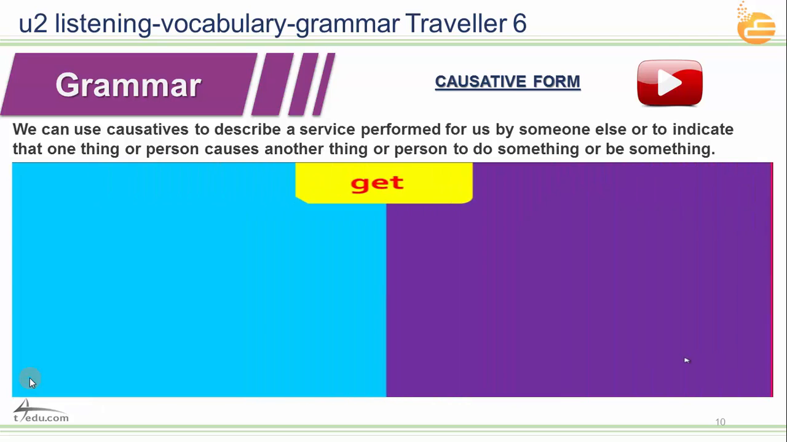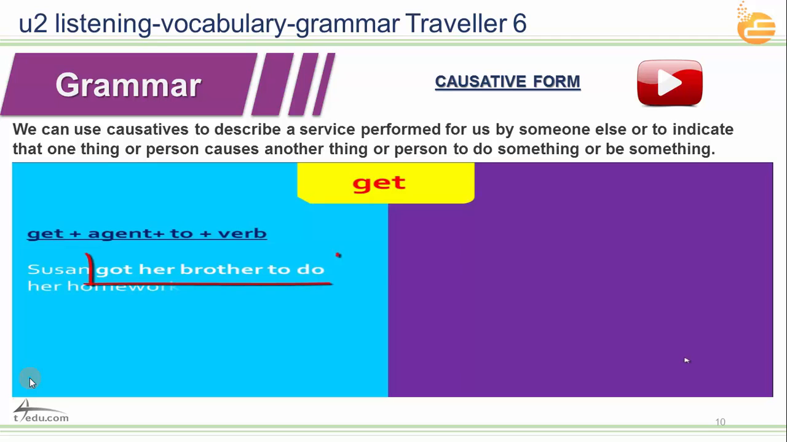The next causative verb I'm going to talk about is get. Get has the same meaning as have, but there is a difference in the structure when we know the agent. Get plus agent plus to plus verb. So as you see, here the difference between get and have is that after get, you need to use the infinitive, but after have, you should use the base form of the verb. Look at the example. Susan got her brother to do her homework.